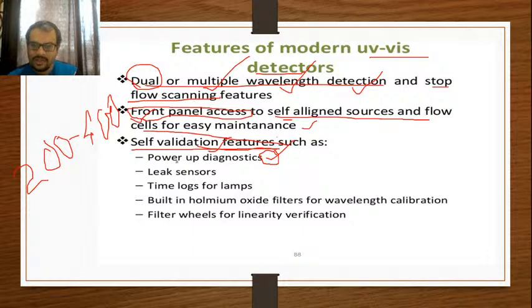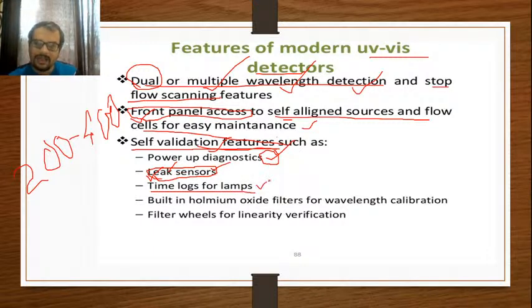Okay. Leak sensor: if there is any part which is going to leak, or any component which is showing a leak, the leak sensor will detect it and you will be alerted at the appropriate time. Time logs for the lamps: as I already discussed, lamps do not have a long lifetime, so this shows the highest stability and what the peak hours or peak time should be for the lamps to be operated.